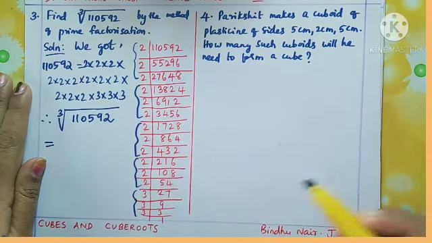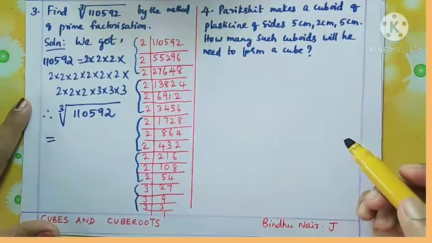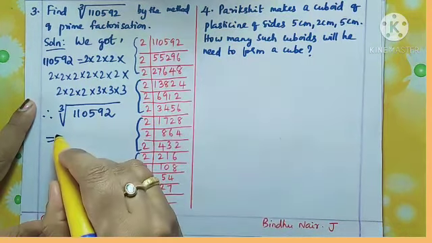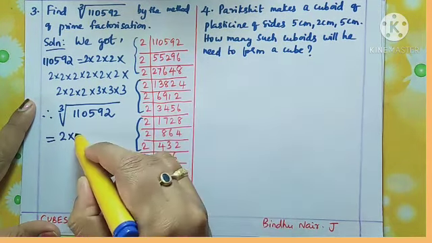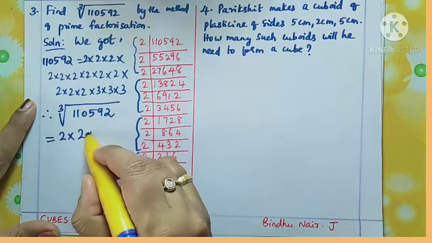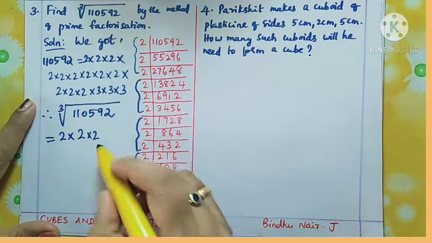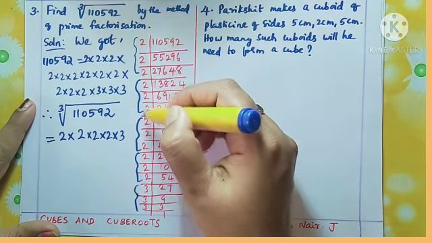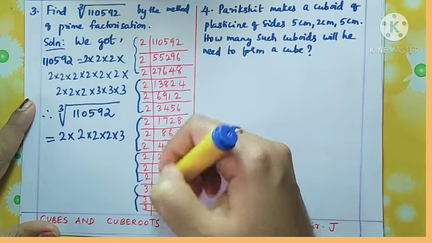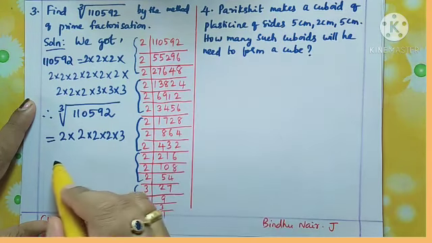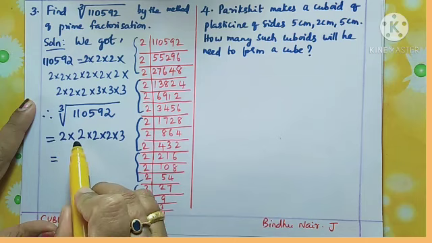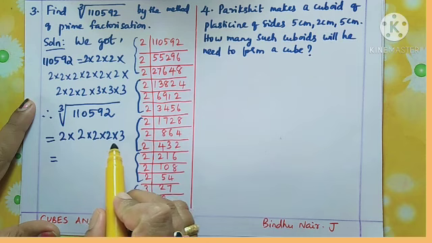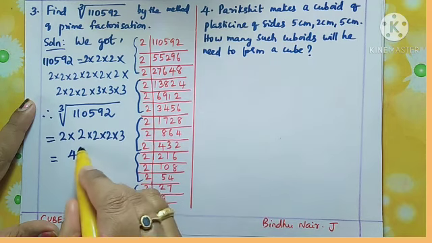So therefore our required cube root of 110592 is equal to, what you want to do, from each triplet you want to take one number and multiply. So from this 1, 2, here 1, 2, here 2, then again 2, then 3. Okay, so here we got 4 triplets of 2 and 1 triplet of 3. Now you multiply the answer. 2 into 2, 4, 4 into 2, 8, 8 into 2, 16, and 16 threes are 48.